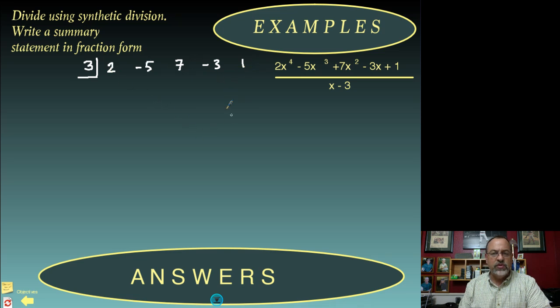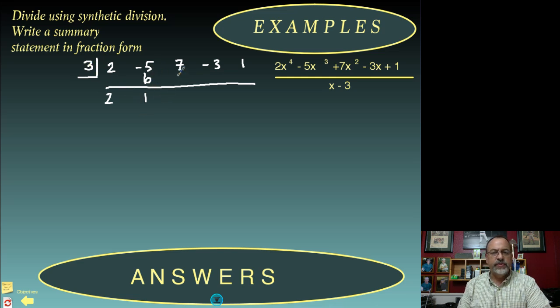So I have a placeholder for every power from 4 on down, so I'm okay to go ahead and do my synthetic division. So I draw my line and I bring down the first value, and then I'm simply going to multiply and then add. 3 times 2 is 6. That goes under the next number, and then I add, so 6 minus 5 is 1.